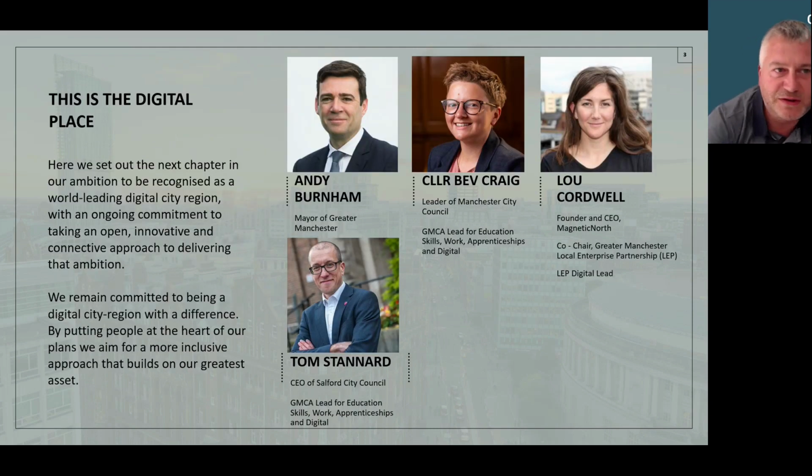And that really comes from the top as well, from the elected Mayor of Greater Manchester, Andy Burnham, together with the portfolio leads, from the leader of Manchester City Council, Councillor Bev Craig, and Tom Stannard, Chief Executive of Salford. And the portfolio leads are really important to champion what we're doing from a digital perspective alongside the other local authorities that make up the region. And then from a business perspective, Luke Caldwell, who chairs the LEP.